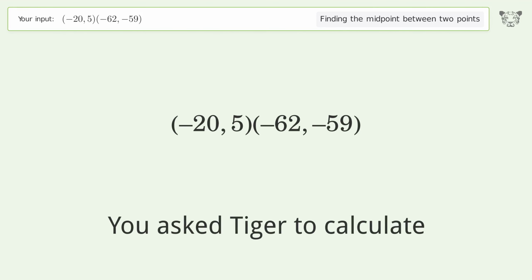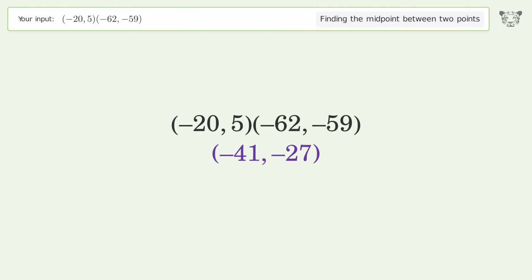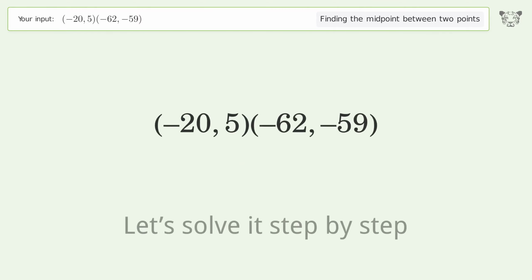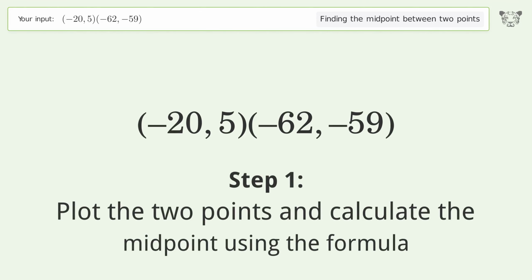You ask Tiger to calculate. This deals with finding the midpoint between 2 points. The midpoint between the 2 points is -41, -27. Let's solve it step by step. Plot the 2 points and calculate the midpoint using the formula.